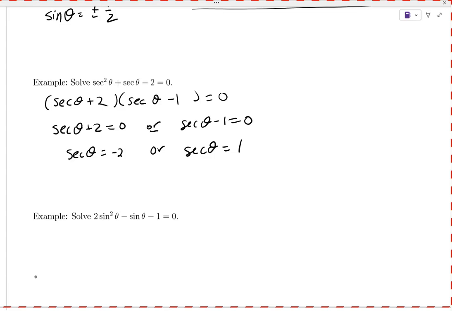So in this case, the first equation gives us secant of theta is equal to negative 2. And the second equation gives us secant of theta is equal to 1.